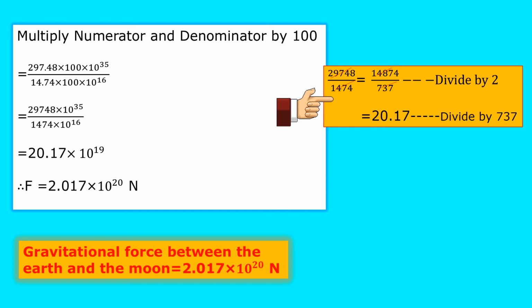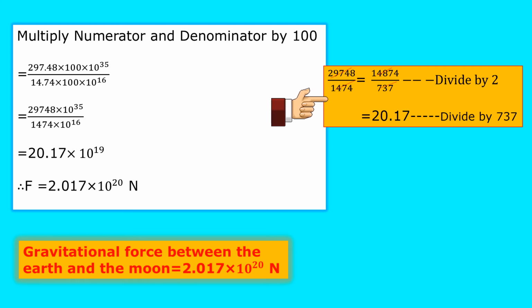When it goes to the numerator, it will be negative. So 35 minus 16, it will be 10 raised to 19. Now we have to write this in decimal form properly. So we will multiply and divide by 10 to this 20.17. When we multiply and divide, it will be 2.017 into 10 raised to 20 Newton. We have just taken this decimal point one place earlier.